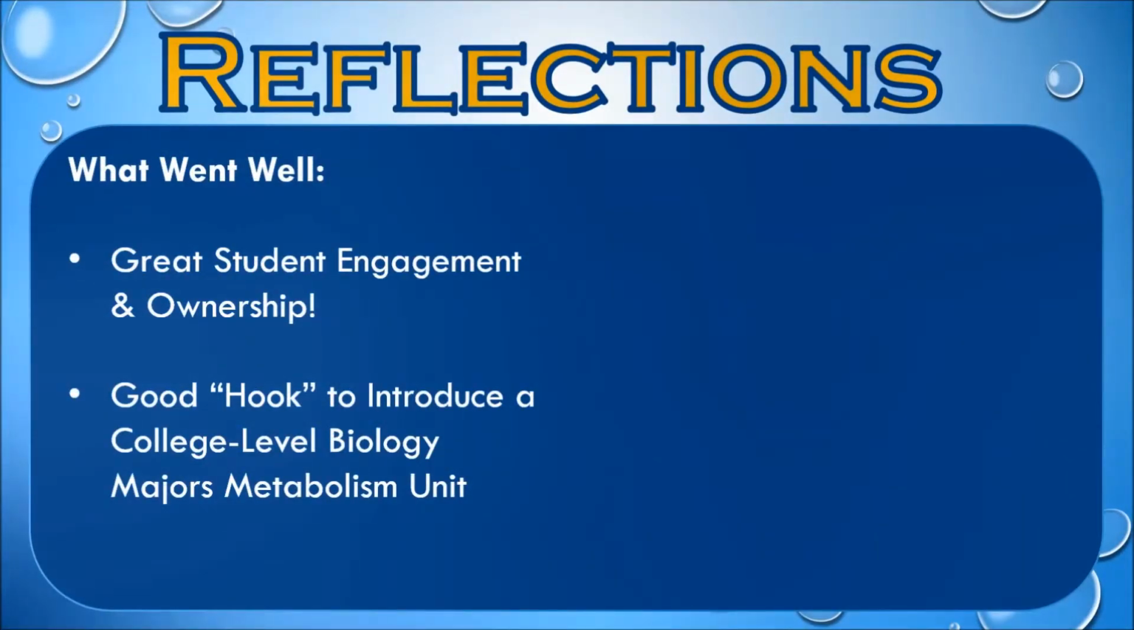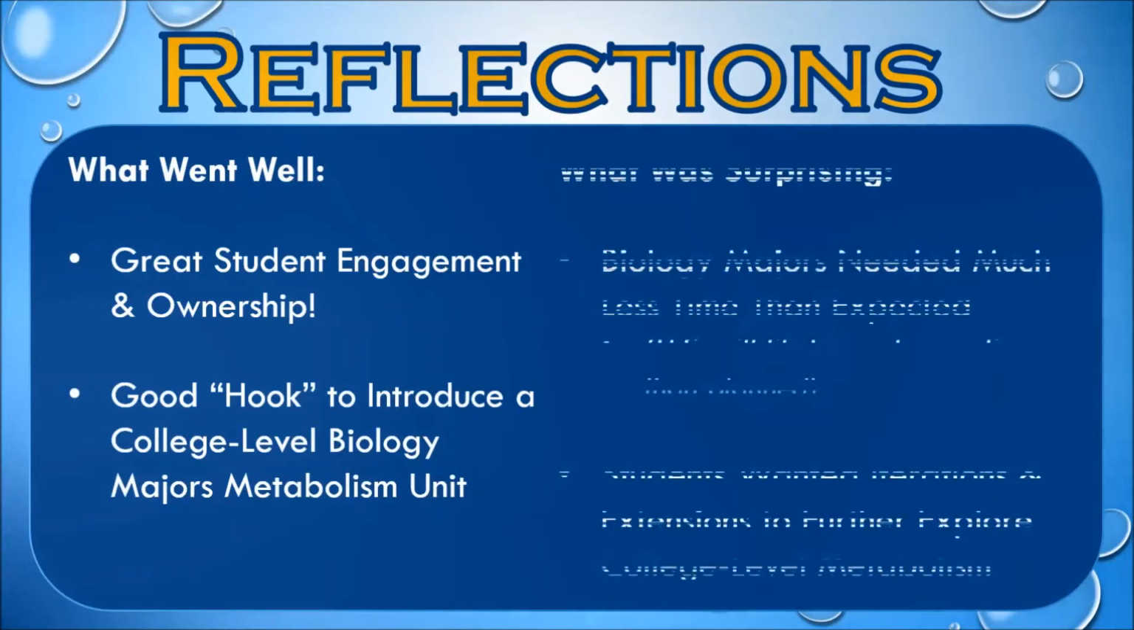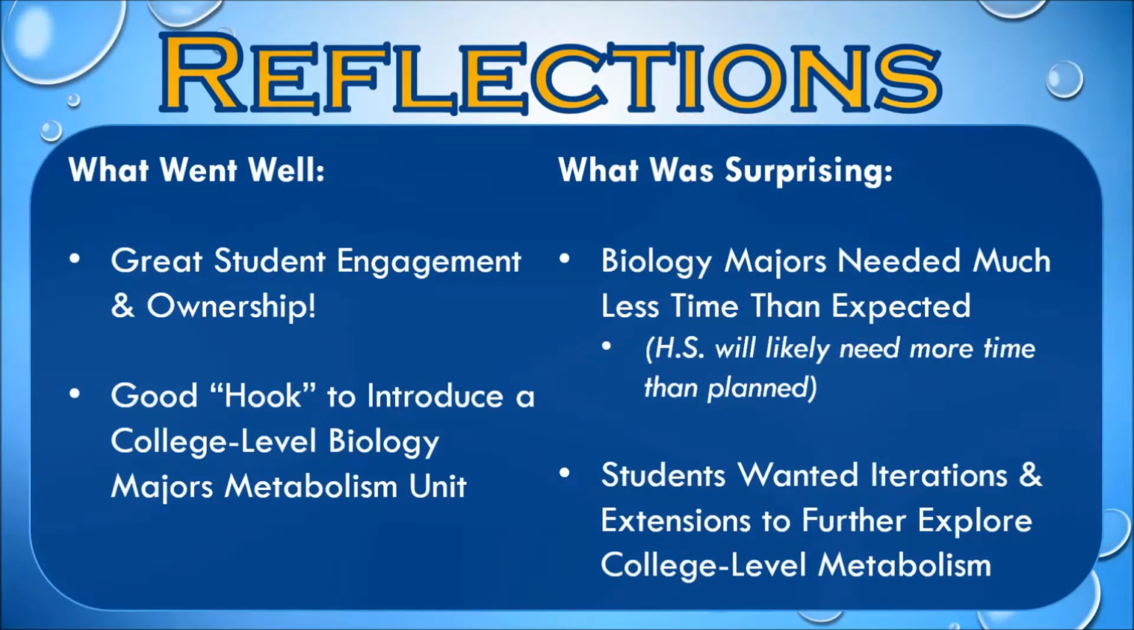What went very well in this unit was the excellent student engagement and ownership and how they really got into the engineering design process. So this unit was an excellent hook to introduce college-level biology in the beginning of a big unit. What was surprising was that the biology majors needed much less time than expected. So K through 12 teachers may need to add much more time, and I actually need to reduce some of the time on some of the activities. The other good thing was that the students wanted to do more iterations and extensions that we can work into our college-level metabolism unit to go far beyond what the RET unit was intended to do.